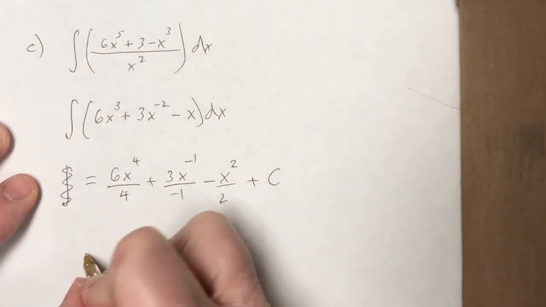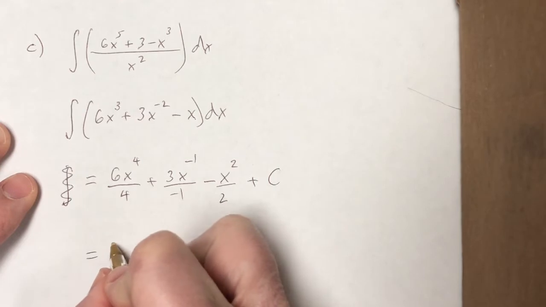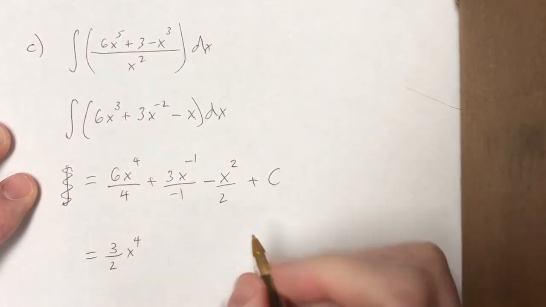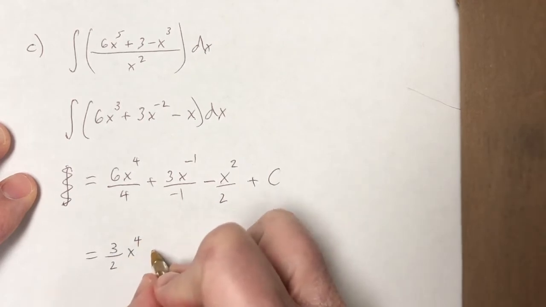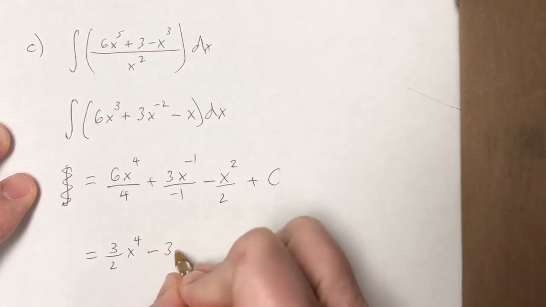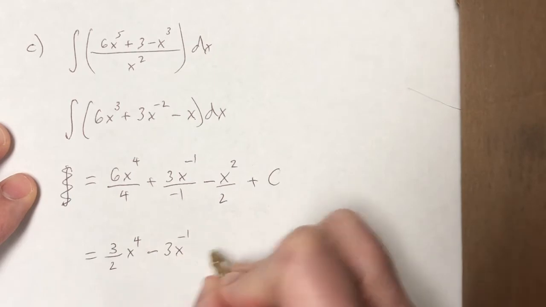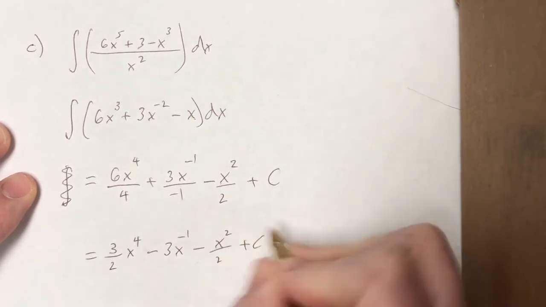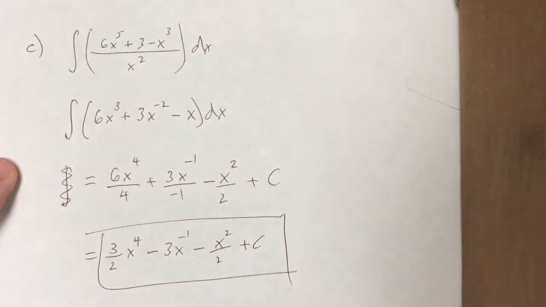At this time, all we have to do is simplify. So we get 6/4, which is the same as 3/2. Then add the x to the 4th to that term, and then we have what? Minus 3x to the negative 1, and finally minus x squared all over 2 plus c. Finished with example letter C.